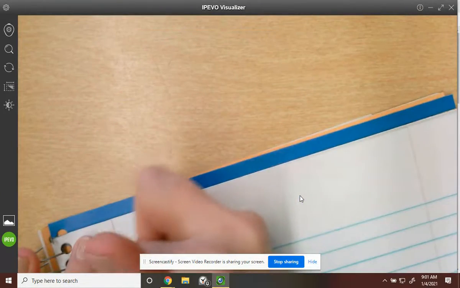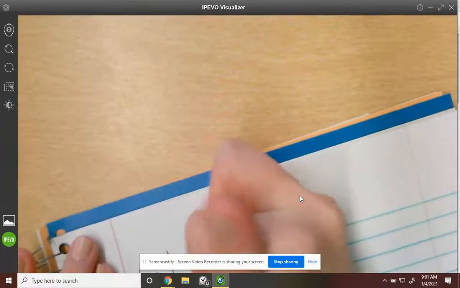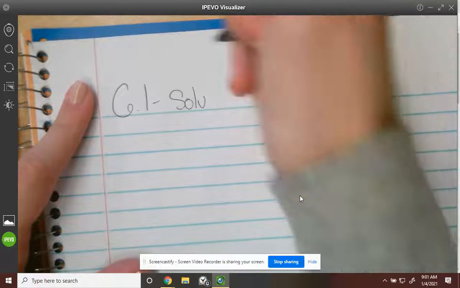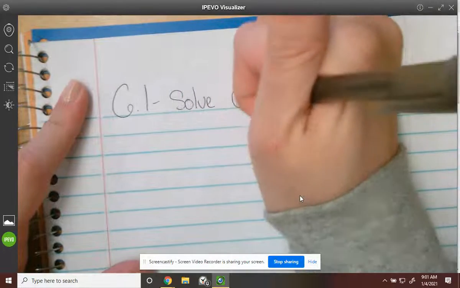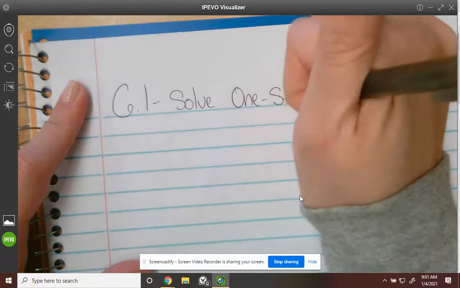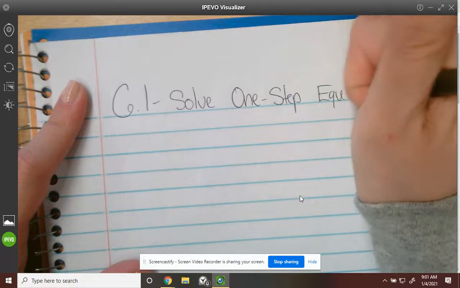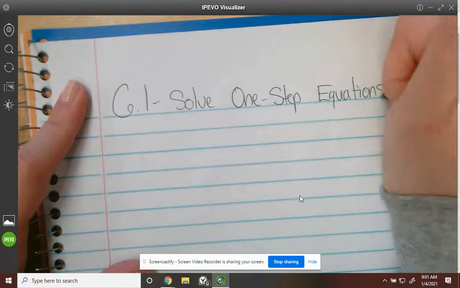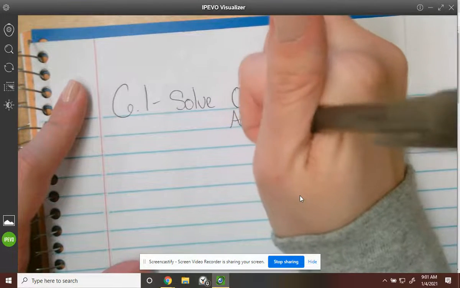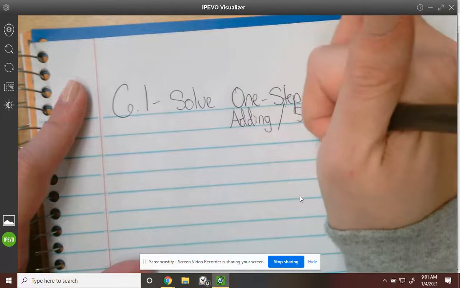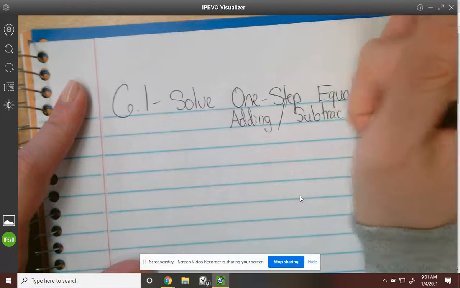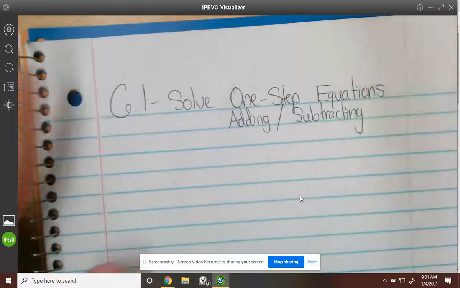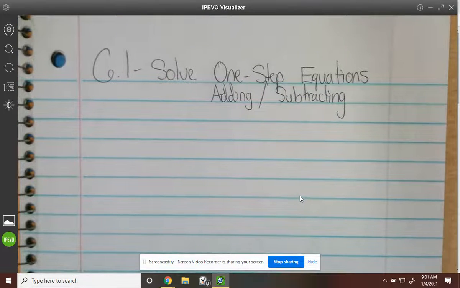So 6.1 is solve one-step equations, adding, subtracting. Okay, and that is what we are doing today.